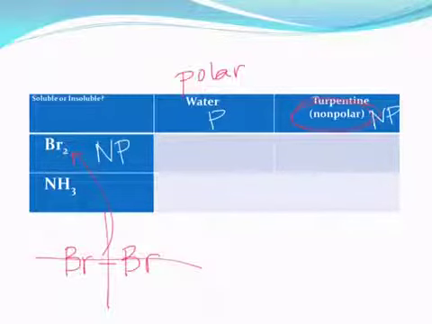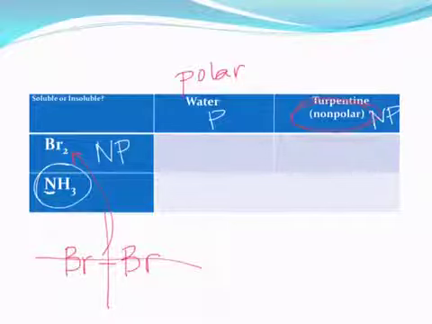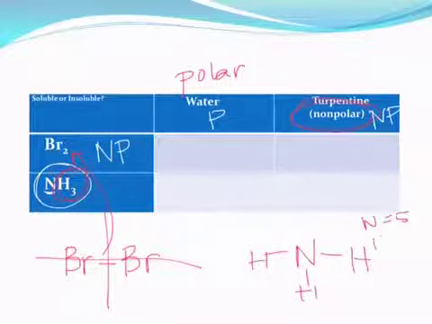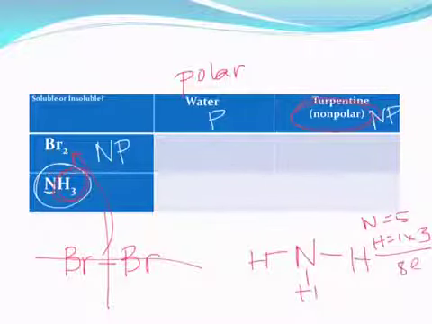NH3, I would draw it if it was me. If you remember, the single atom goes in the middle. So here's N. The H's surround him. Bond 1, bond 2, bond 3. If you added up all of the available electrons, nitrogen's bringing 5. The hydrogens are each bringing 1, 3 times. That's a total of 8 electrons.